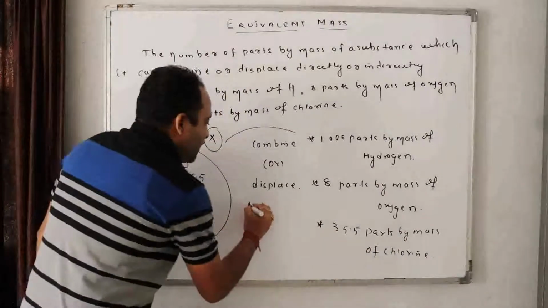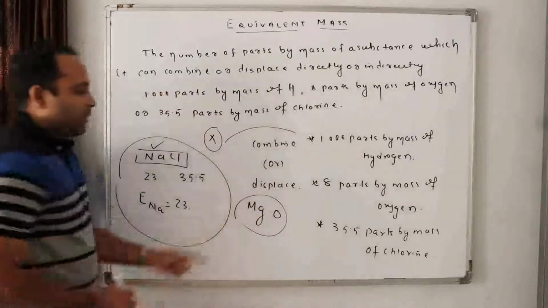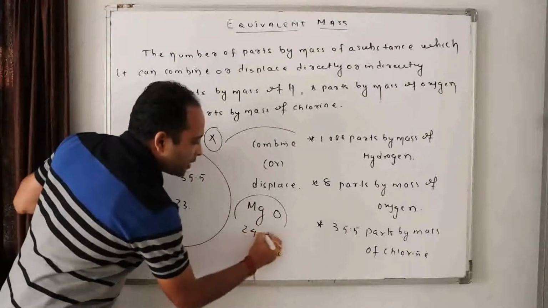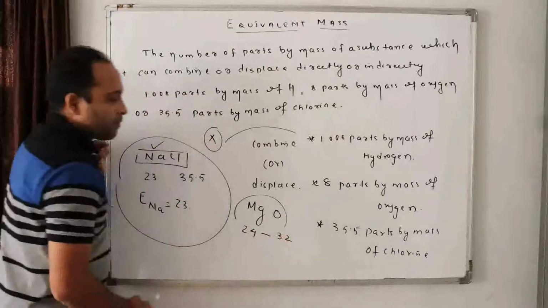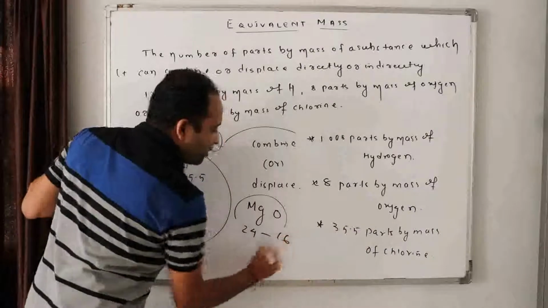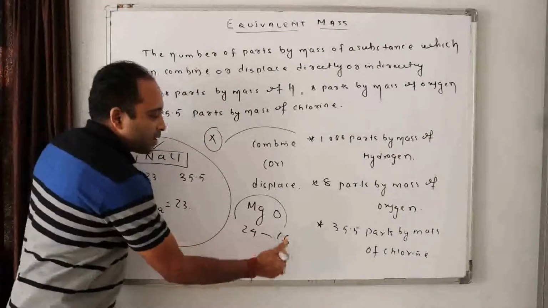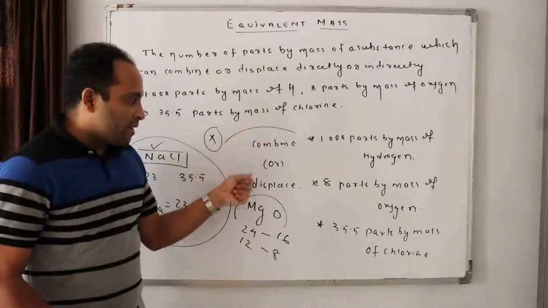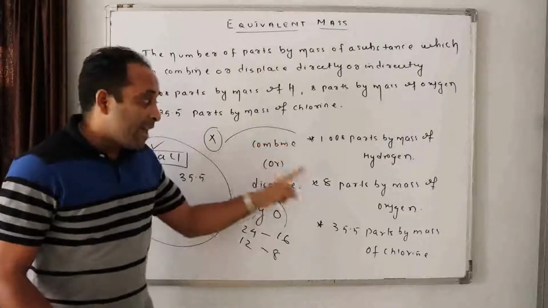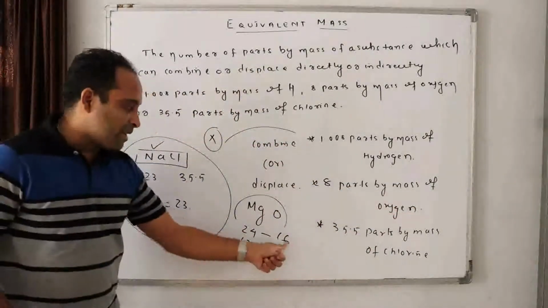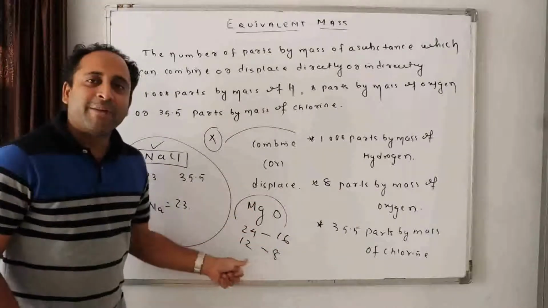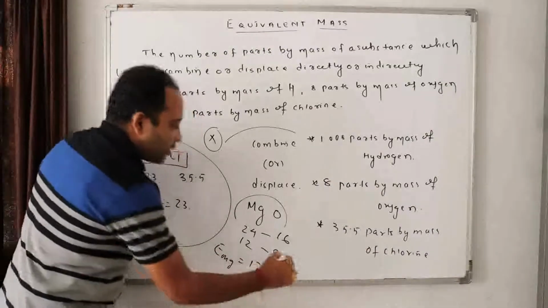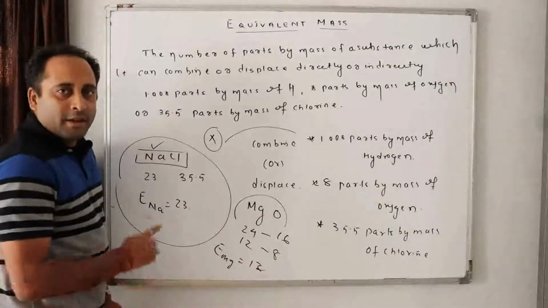For example, if they ask you MgO, what is the equivalent mass of magnesium? In this case, magnesium is 24 parts, combined with oxygen, 16 parts. 24 parts combines with 16 parts. So 12 parts will combine with 8 parts, because equivalent mass of a substance is defined as the number of parts by mass which can combine or displace 8 parts by mass of oxygen. Here 24 parts by mass is combining with 16 parts, so 12 parts will combine with 8 parts. The equivalent mass of magnesium is 12. Easy.